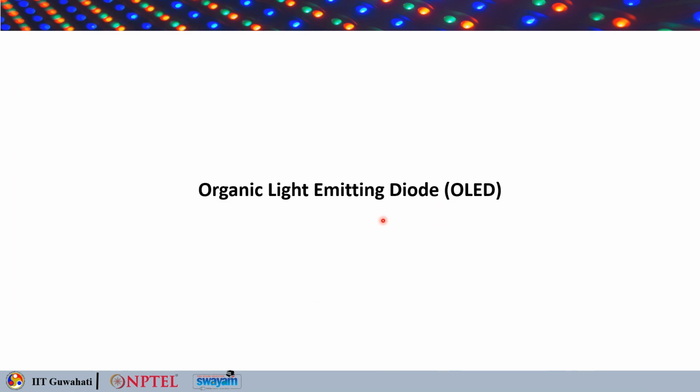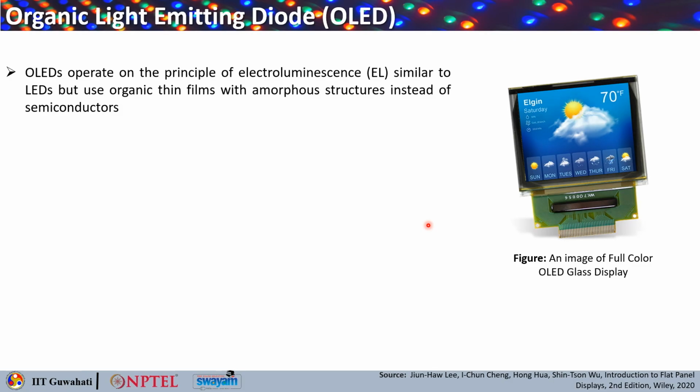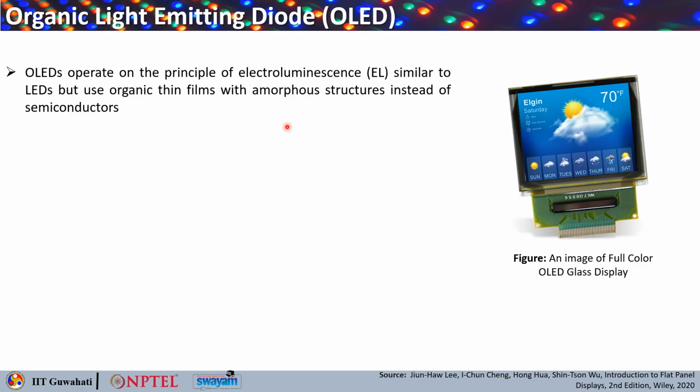So, the last topic we will be covering in this lecture will be the organic light emitting diodes. So, these are slightly different to the semiconductor LEDs. So, here organic LEDs, they basically have the same principle of electroluminescence which we have seen in the regular LEDs, but the material is different. They use organic thin films with amorphous structures instead of semiconductors.